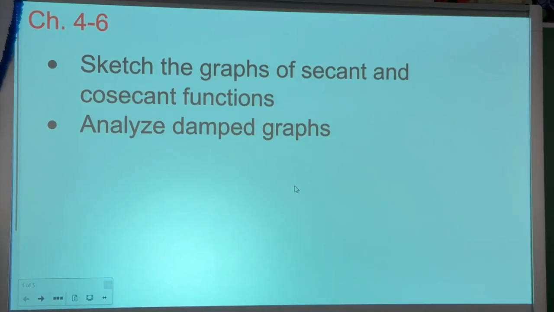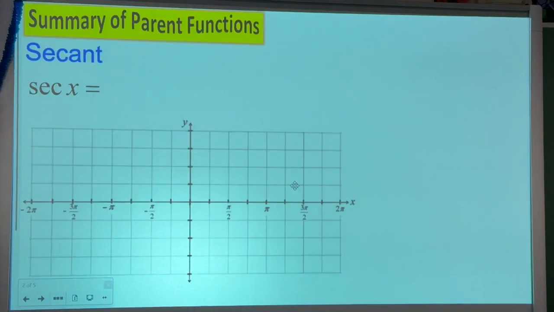Hello, Pre-Calc. Today we're going to take a look at Chapter 4, Section 6. You'll be sketching the graphs of secant and cosecant functions, and then looking at something that's kind of neat called a damped graph. You'll analyze those.